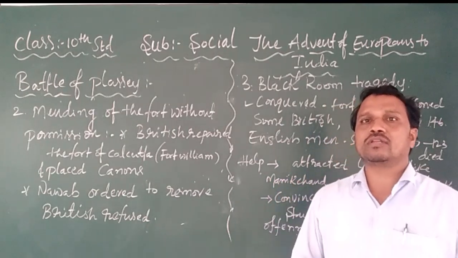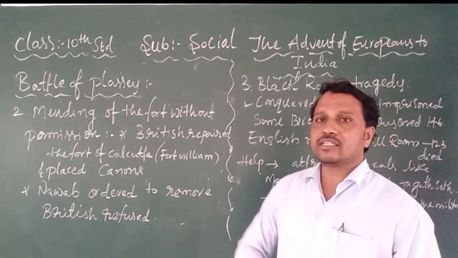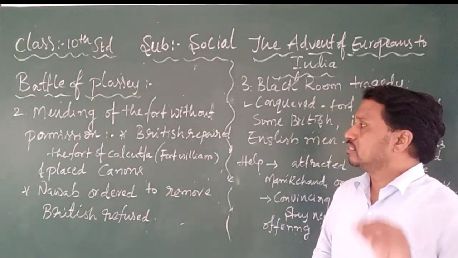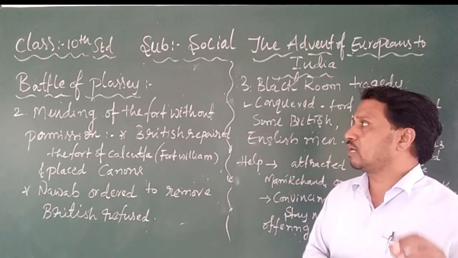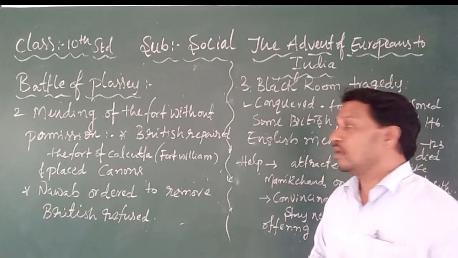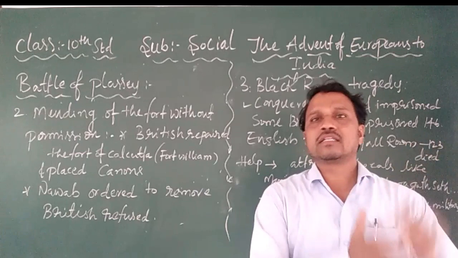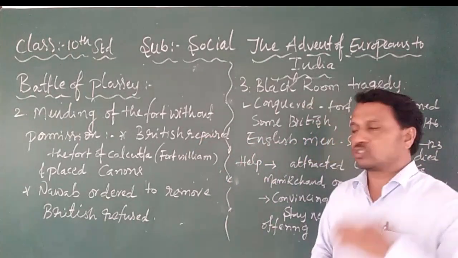This angered the Nawab of Bengal, especially Siraj ud-Daulah. This is the second reason, mending of the port without permission. The British repaired the port of Calcutta, Fort William, without the permission of the Nawab, and they also placed cannons there. They were storing weapons in that port. This angered Siraj ud-Daulah.